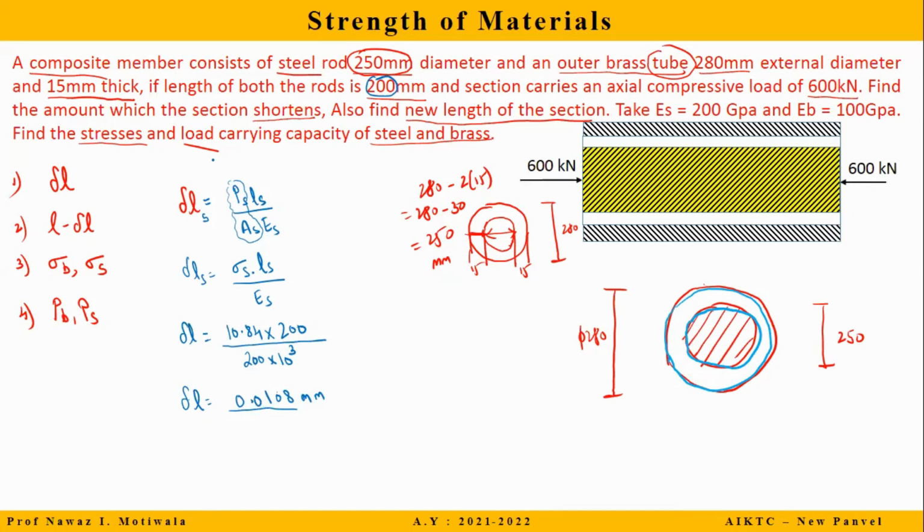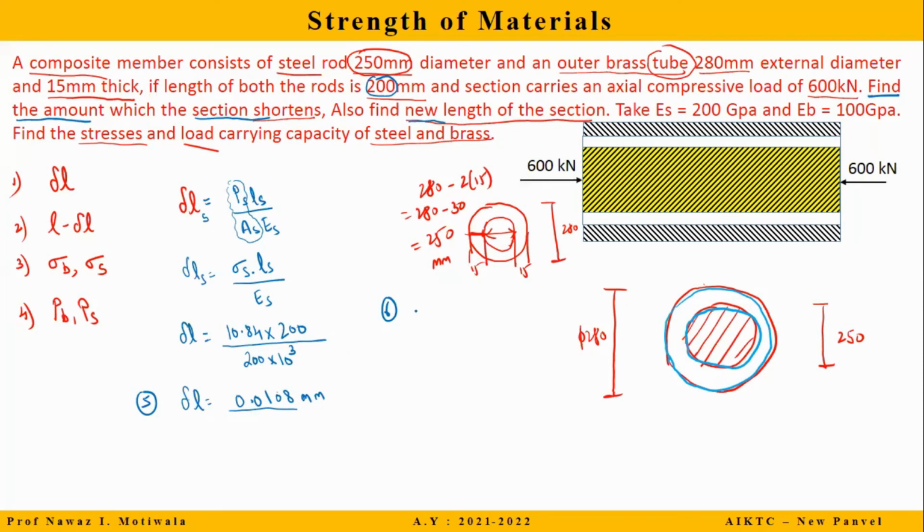So we have completed one more answer. This is, let us say, the fifth answer. Now what is the sixth one required? Look here, what does the question say? Find the amount by which the section shortens. So which we have found out. Delta L. This is the amount by which the section shortens. And also we need to find the new length of the section.